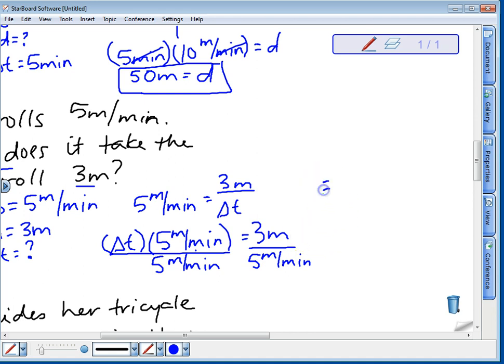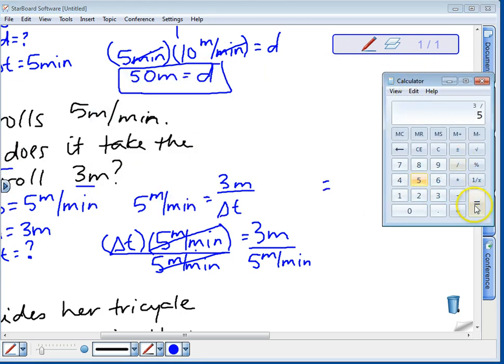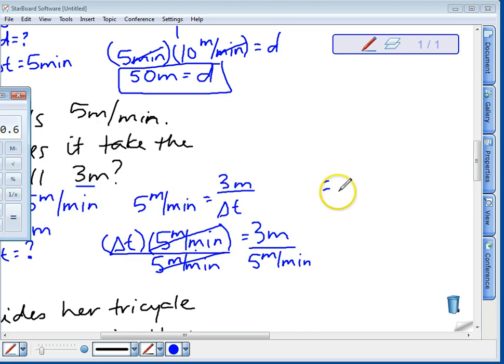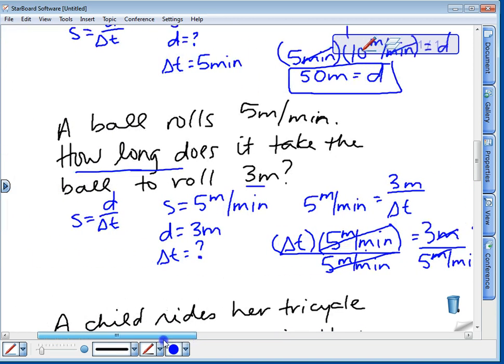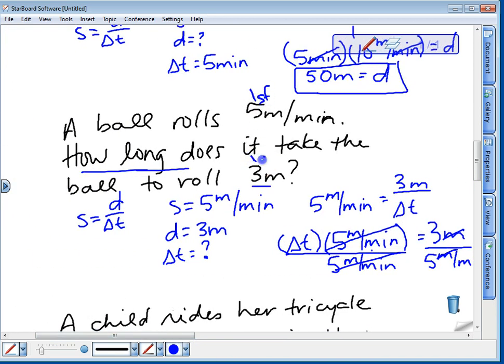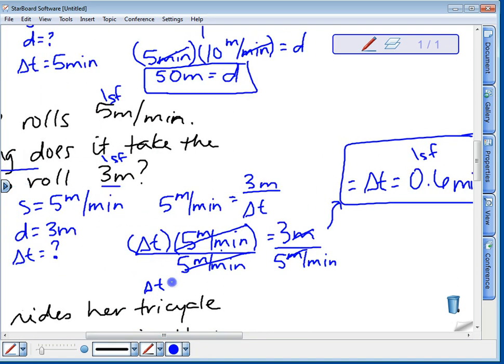And I'll get these to cancel out. I'm going to grab my calculator and say 3 divided by 5 is 0.6. So here I've gotten change in time is equal to 0.6. My meters cancel, leaving minutes. When I look back at my problem, I've got 1 sig fig and 1 sig fig. So I need 1 sig fig in my answer, which is what I have. Okay, so my change in time is 0.6 minutes.